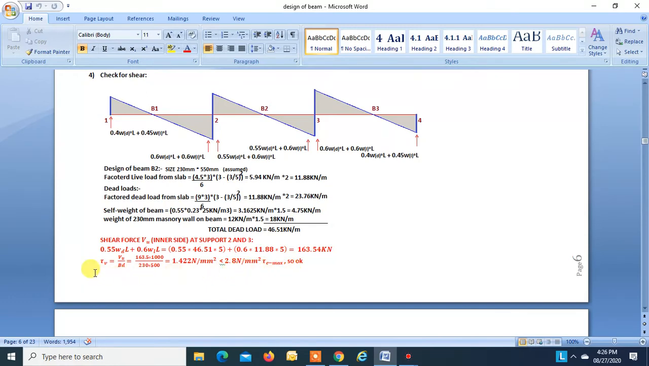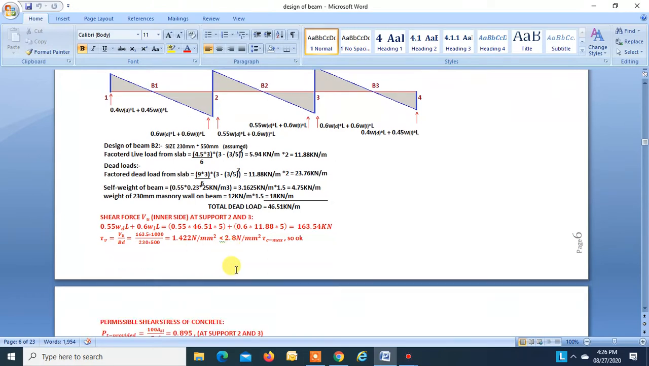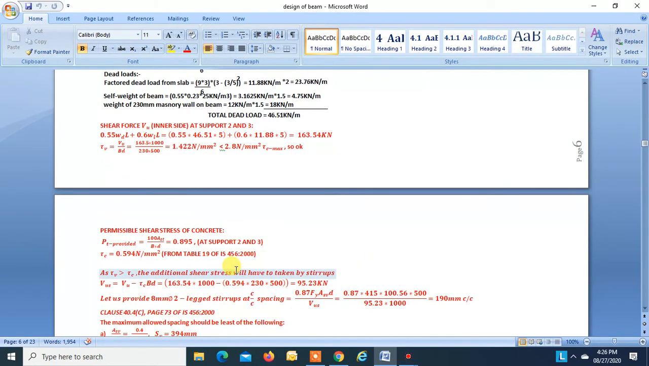If tau v is found to be greater than tau c max, then you will have to revise the section. Now we will have to find the permissible stresses, that is tau c. Pt at supports 2 and 3 is 0.895. Corresponding to this Pt, from Table 19 of IS 456:2000, we get tau c equal to 0.594. Now tau v is greater than tau c, so additional shear stress will have to be taken by the stirrups. This is the force to be taken by the stirrups.